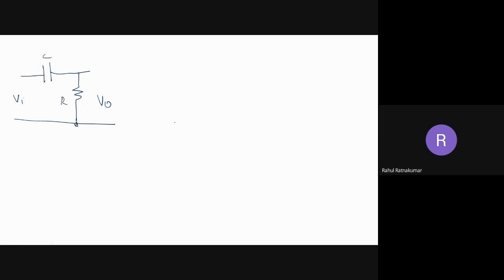Right? Now how does this work? For example, we have some waves like this at the input, which has some high frequency and low frequency.